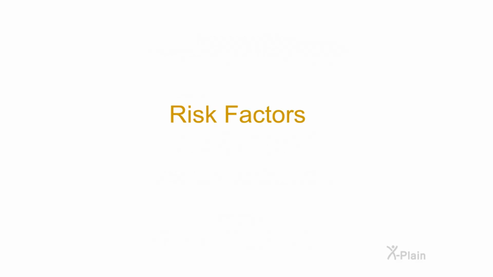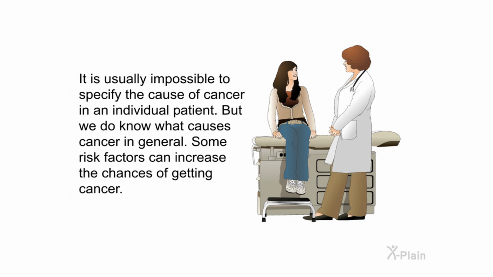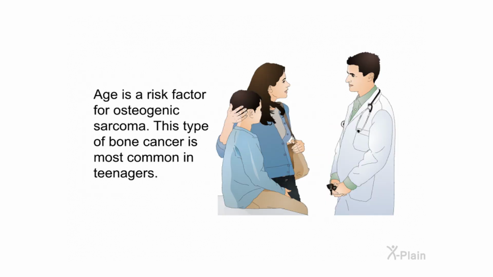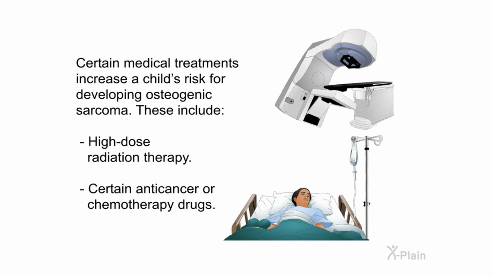Risk factors. It is usually impossible to specify the cause of cancer in an individual patient, but we do know what causes cancer in general. Some risk factors can increase the chances of getting cancer. Age is a risk factor for osteogenic sarcoma. This type of bone cancer is most common in teenagers. Certain medical treatments increase a child's risk for developing osteogenic sarcoma. These include high-dose radiation therapy, certain anti-cancer or chemotherapy drugs.